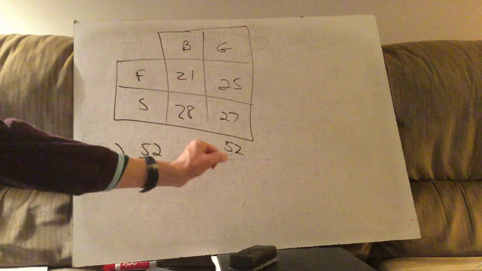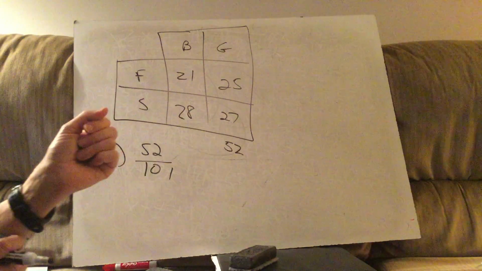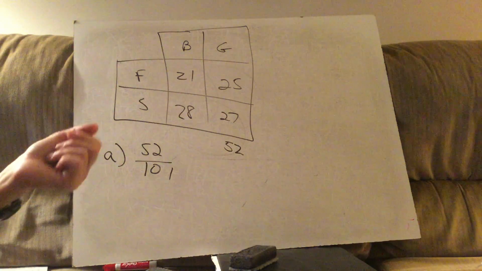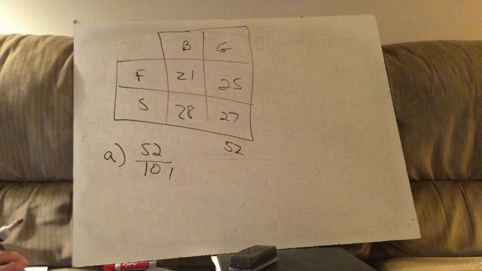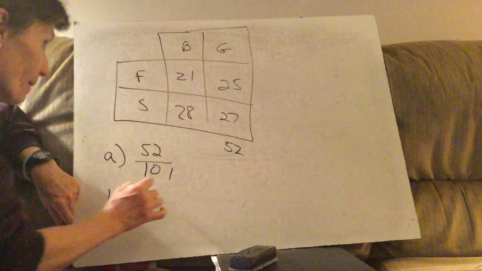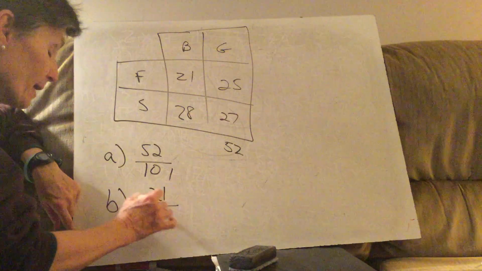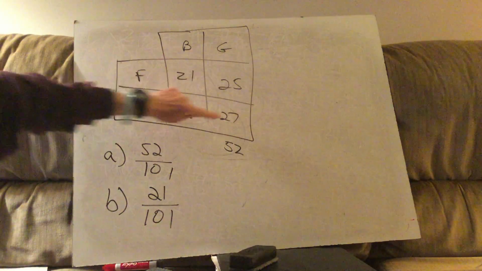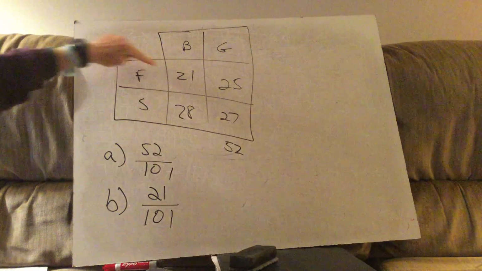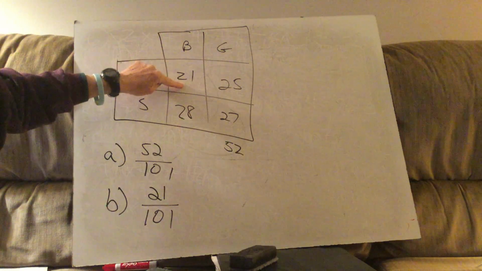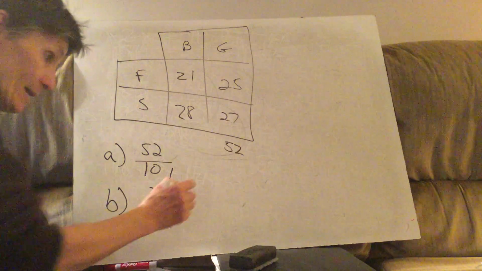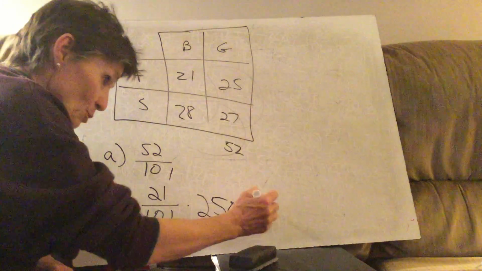Now, what if we had 2,500? How many freshman boys would you expect to find? Well, in my chart, where are the freshman boys? Right here are the freshman boys. So in my chart, there's 101 kids here, 21 of them are freshman boys. So I need to take 21 over 101 and multiply it by 2,500.